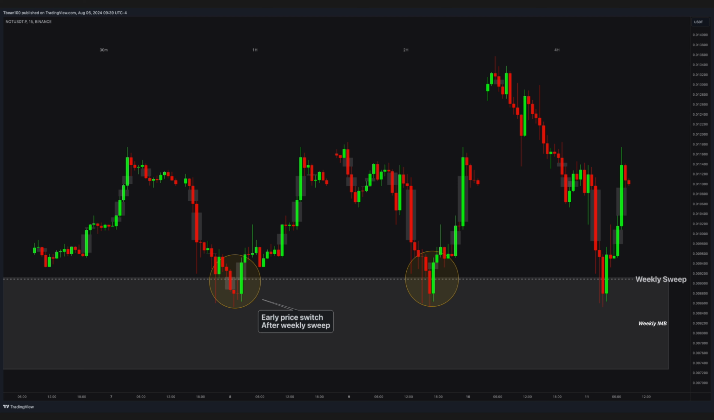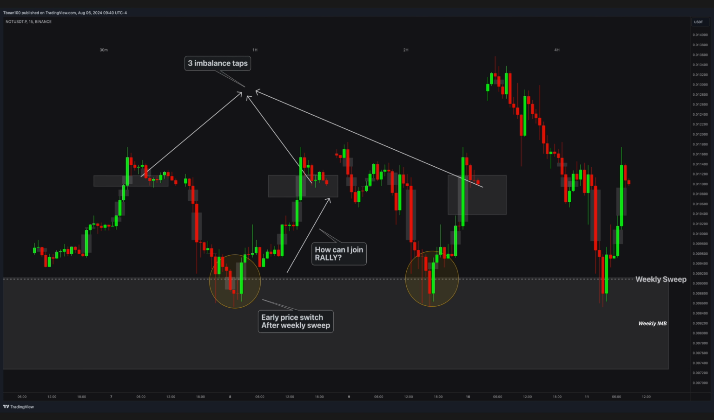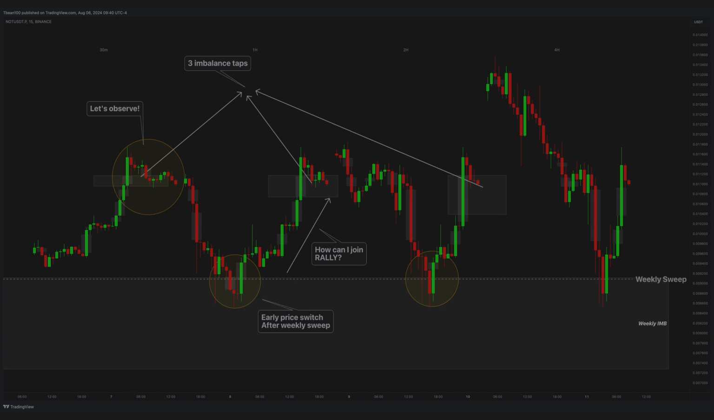But that rally happened way before me. My question was this: how can I join this ongoing rally right now at this moment? I have noticed that price was tapping these three imbalances with three different time frames, as you can see. After that, I focused on the lower time frames seeking entry. I was really patient, actually. Let's check the 3-minute chart now.